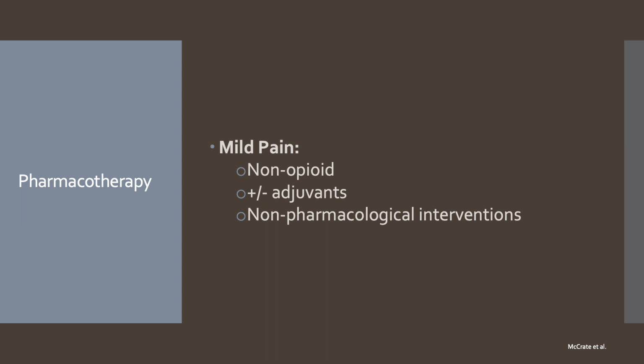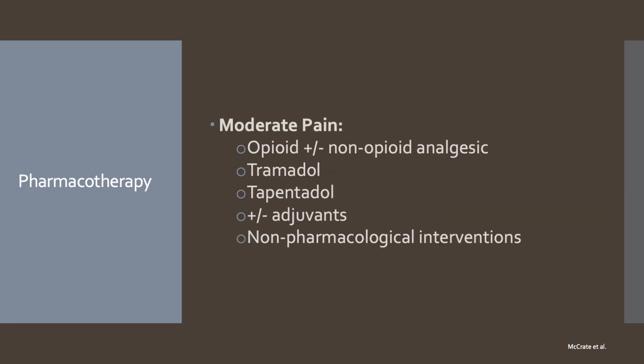So for mild pain, they say to try a non-opioid with or without adjuvants and non-pharmacological interventions. For moderate pain, we can consider adding additional options to that mild pain backbone we discussed. So here they have some similar recommendations, with the with or without adjuvants and non-pharmacological interventions, but they add considering an opioid with or without a non-opioid analgesic, could consider tramadol and/or could consider tapentadol here.